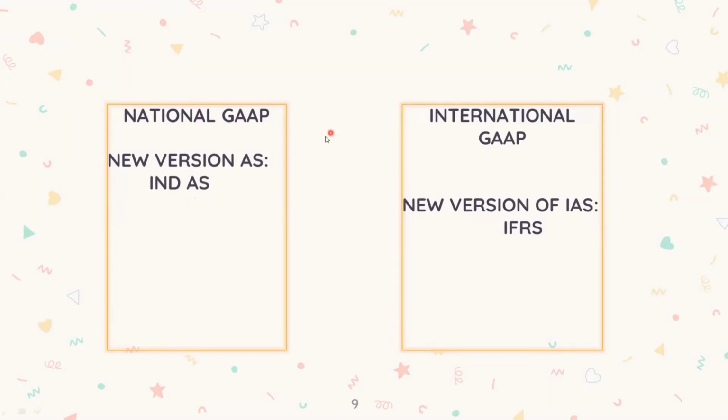Next, I'm talking about the new versions of national GAAP and international GAAP. This we have discussed before. After IFRS has to be implemented throughout the world, as I said in the previous slide, India prepared a similar set of rules which is just similar to IFRS, and those rules we call IND AS.